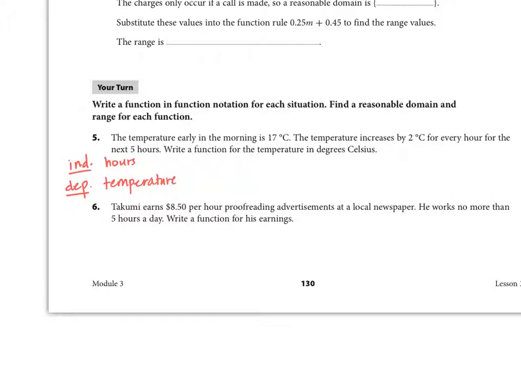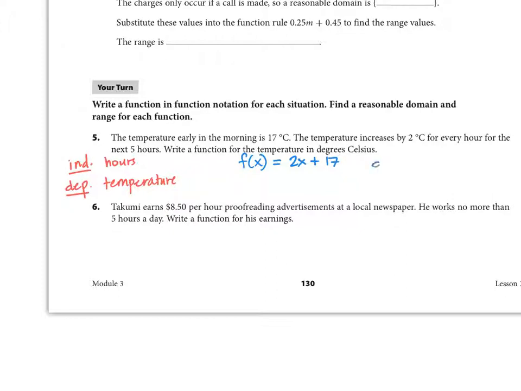Okay, so it increases 2 degrees Celsius for every hour for the next 5 hours. So here's my function, f of x. Remember that f of x represents temperature. And how does the temperature change? Well, it increases, so that's a positive 2 times x, and then plus 17. It starts with 17, and we're adding 2 for every hour.